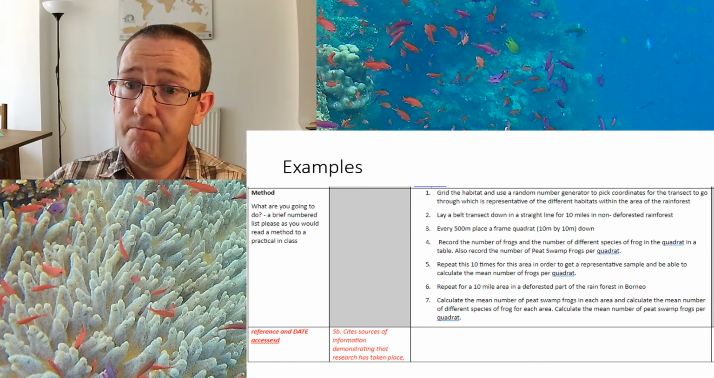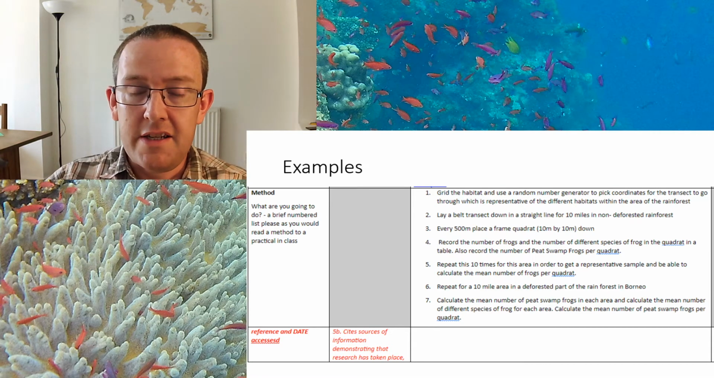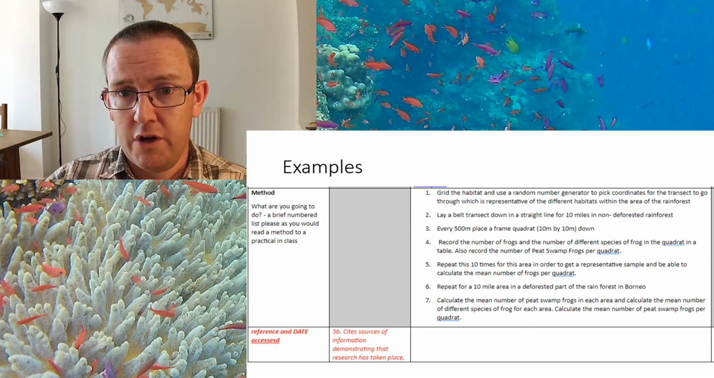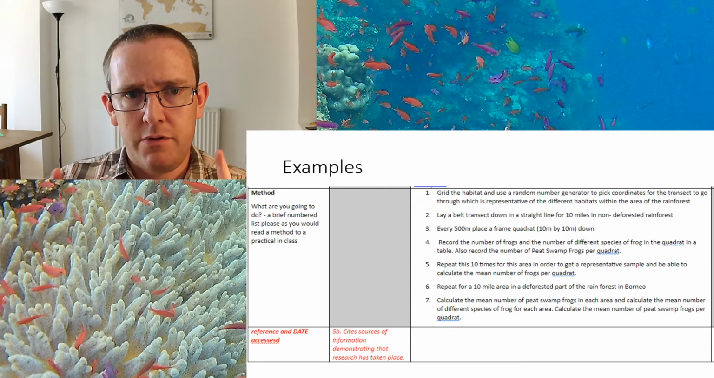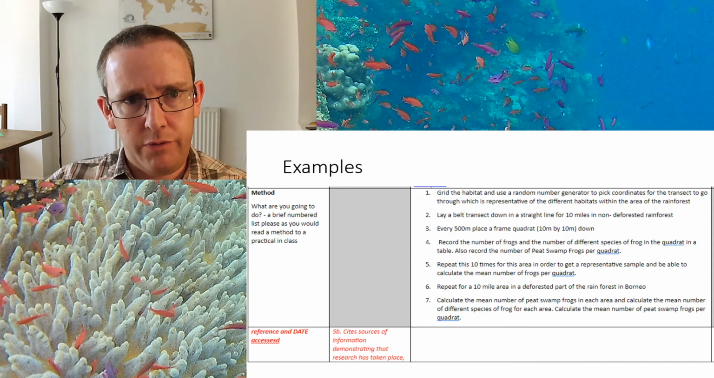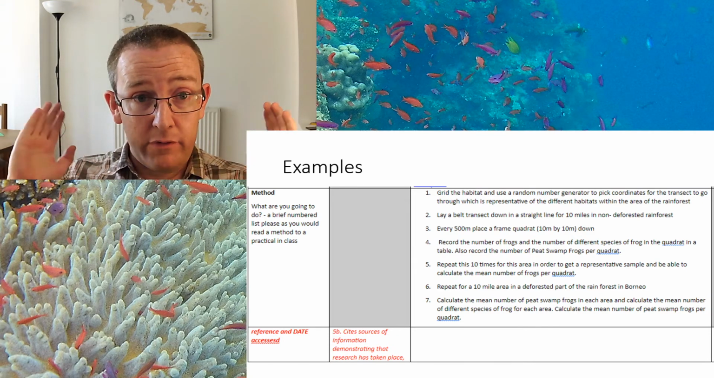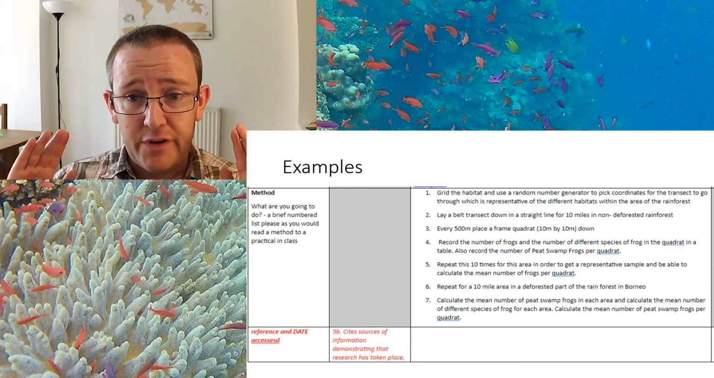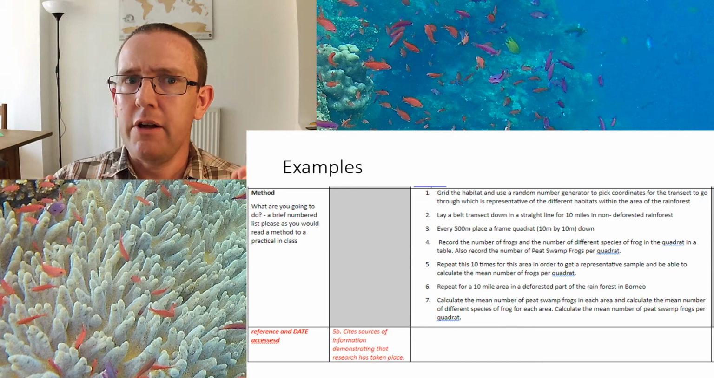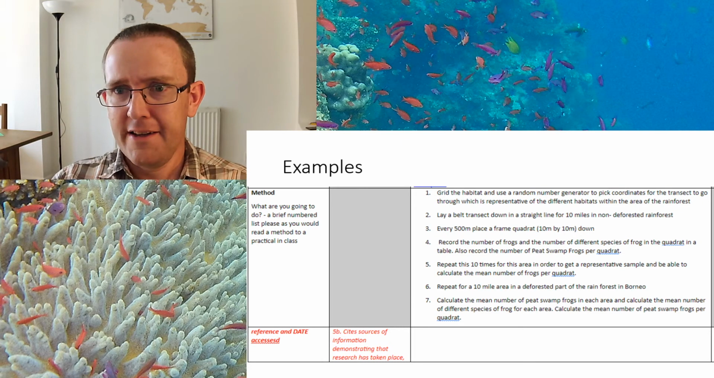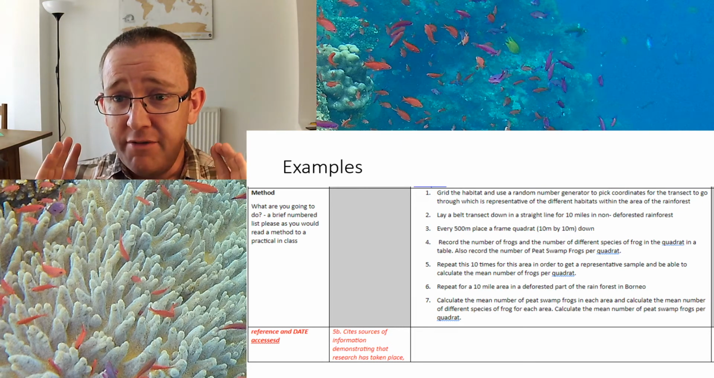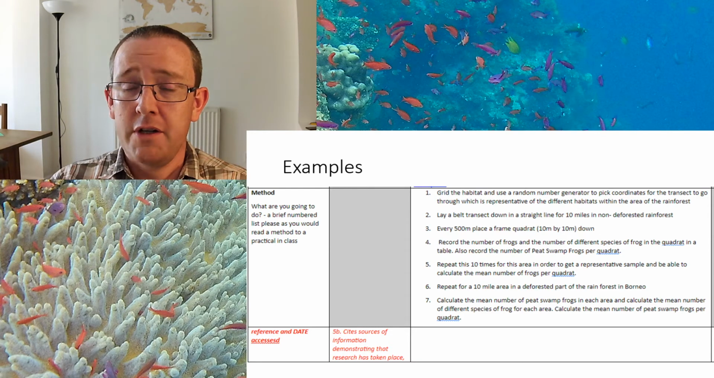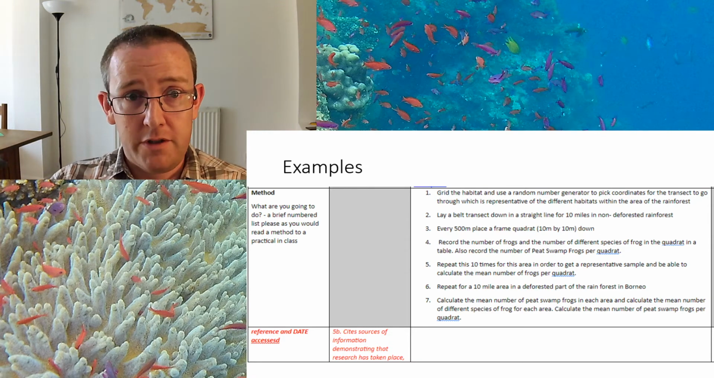Within an area of rainforest, it might not be feasible to do this. And considering the distance this person's talking about, "lay a belt transect," which kind of contradicts what was said at the top, "in a straight line for 10 miles." So we're going to lay a belt, a wide strip, and we're going to lay that for 10 miles. That's not ecology, that's building a road. That's a different thing, okay? "Through some non-deforested rainforest," commonly known as rainforest.